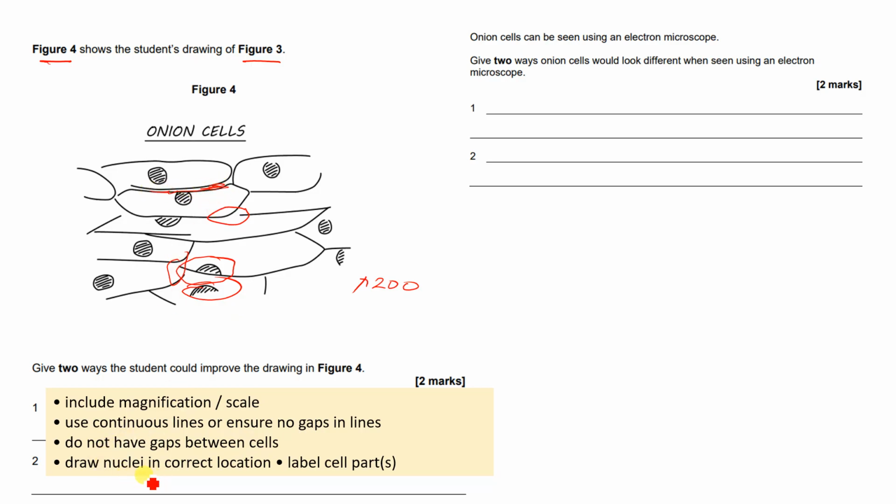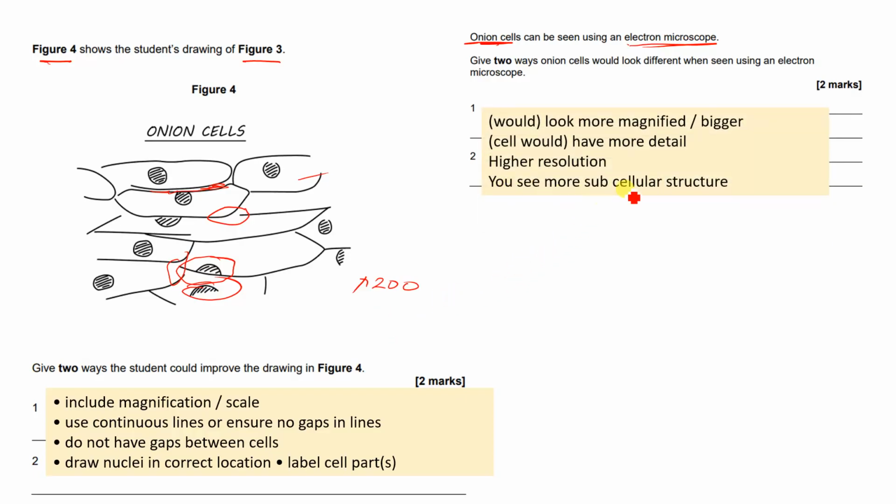Now, draw the nuclei in the correct location. He didn't. Now, onion cells can be seen using an electron microscope. Give 2 ways an onion cell will look different when seen using an electron microscope. In an electron microscope, you see more cell organelles, subcellular structures like mitochondria and ribosomes. So it will be more magnified, with higher resolution and more detail.